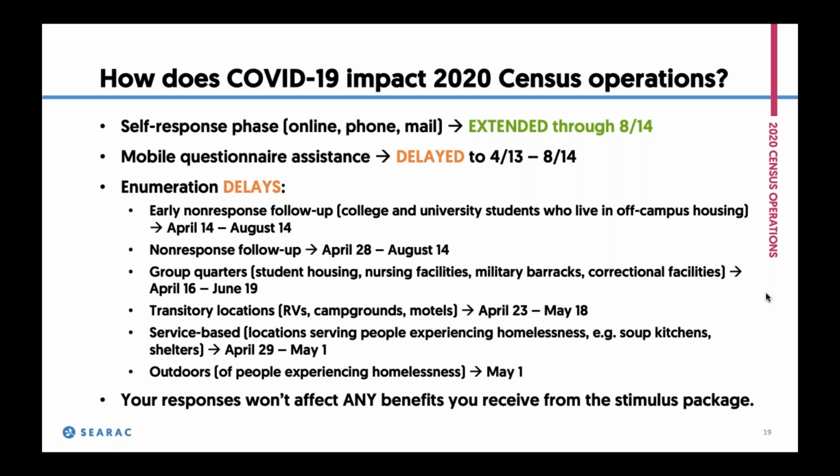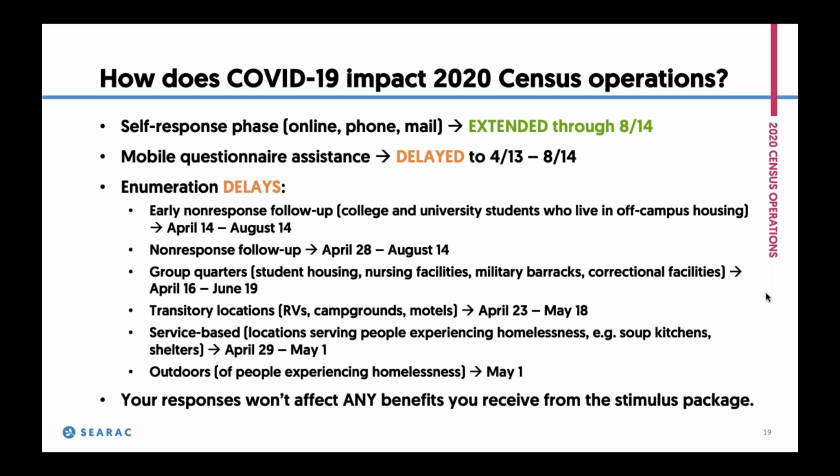Transitory locations, so these are motels, RVs, campgrounds, will start April 23rd and go through mid-May, so May 18th. And then service-based locations, where a lot of the enumeration of folks experiencing homelessness occurs, so these are like soup kitchens and shelters, that enumeration has been delayed until April 29th. And then for folks experiencing homelessness, the enumeration of outdoor locations is May 1st.